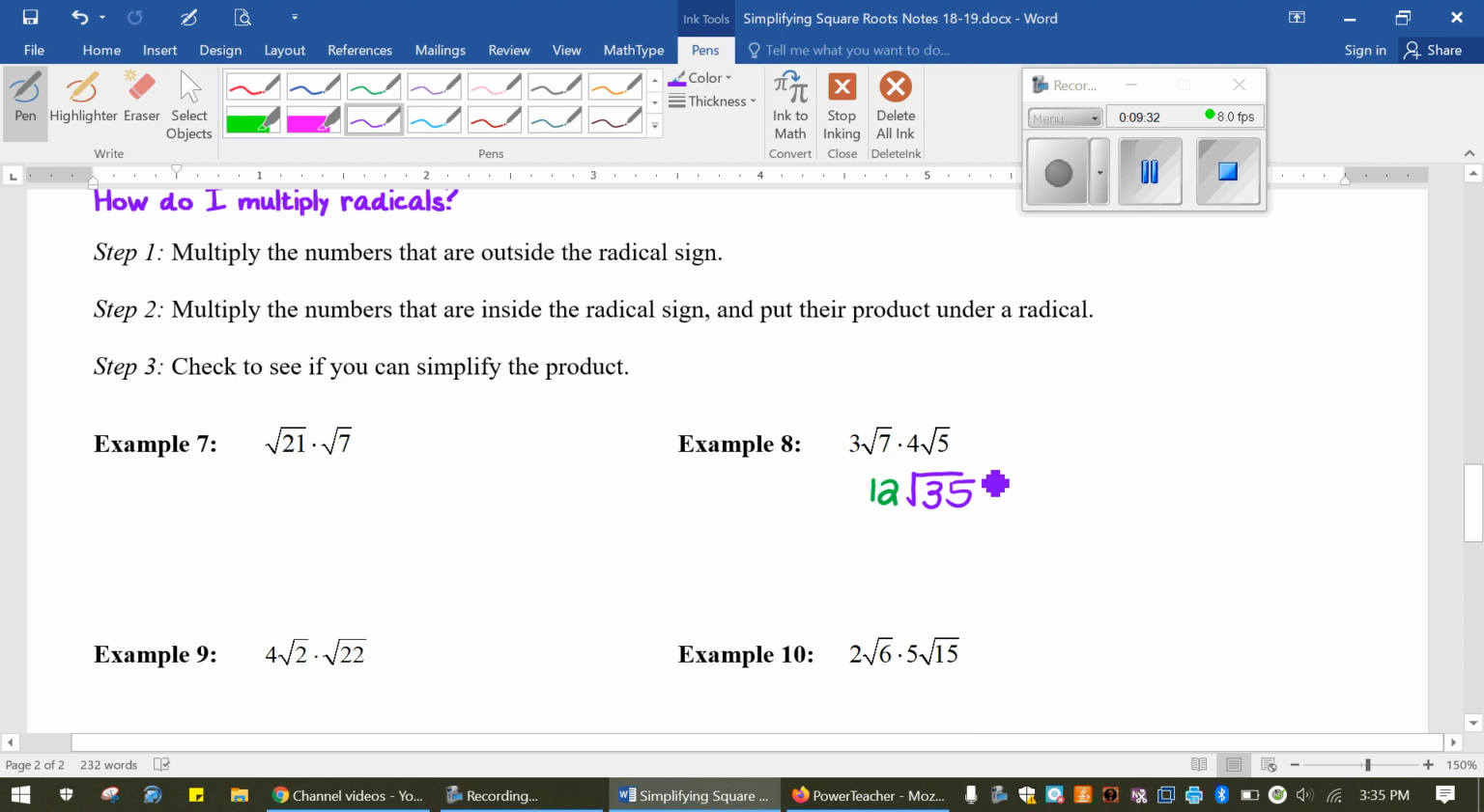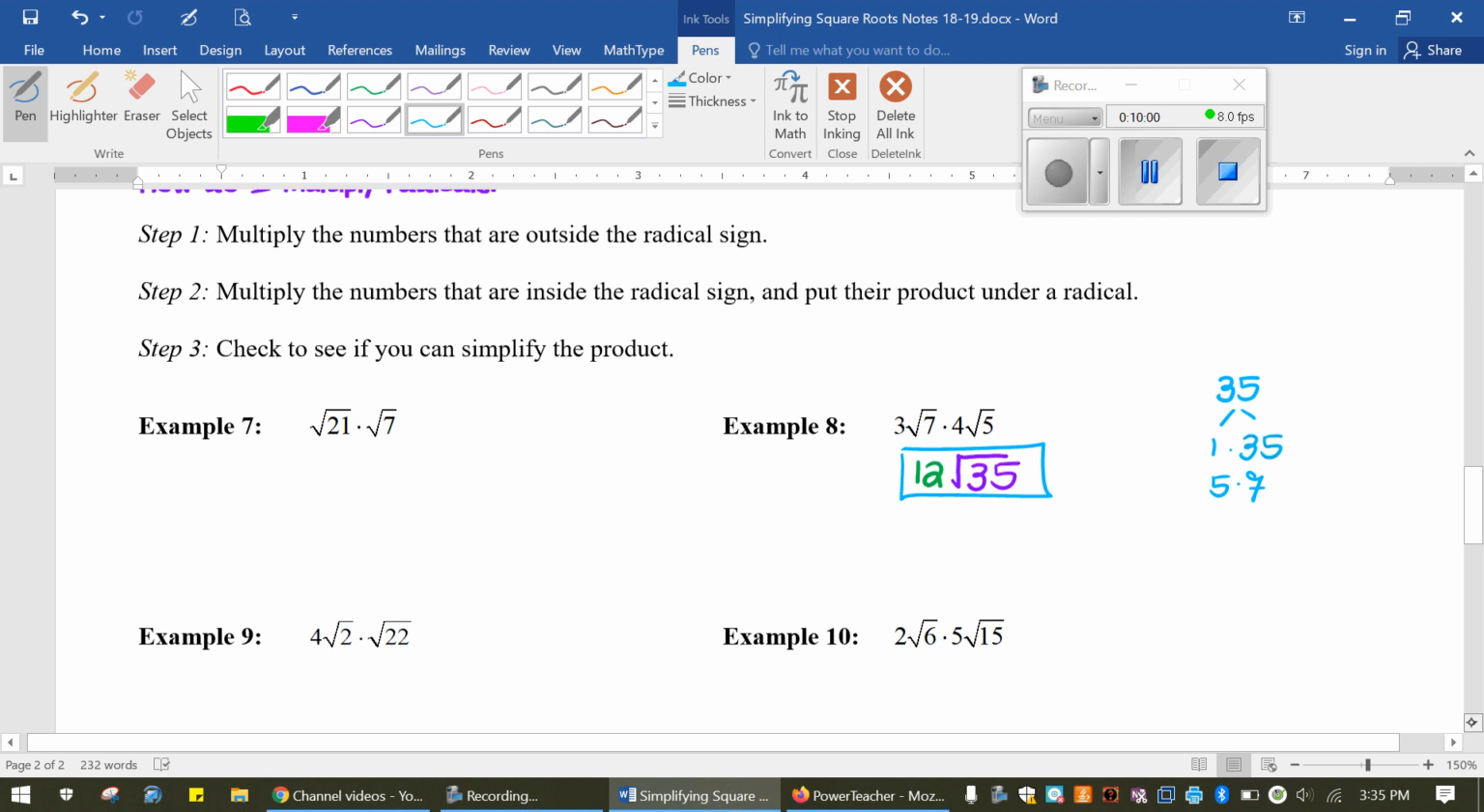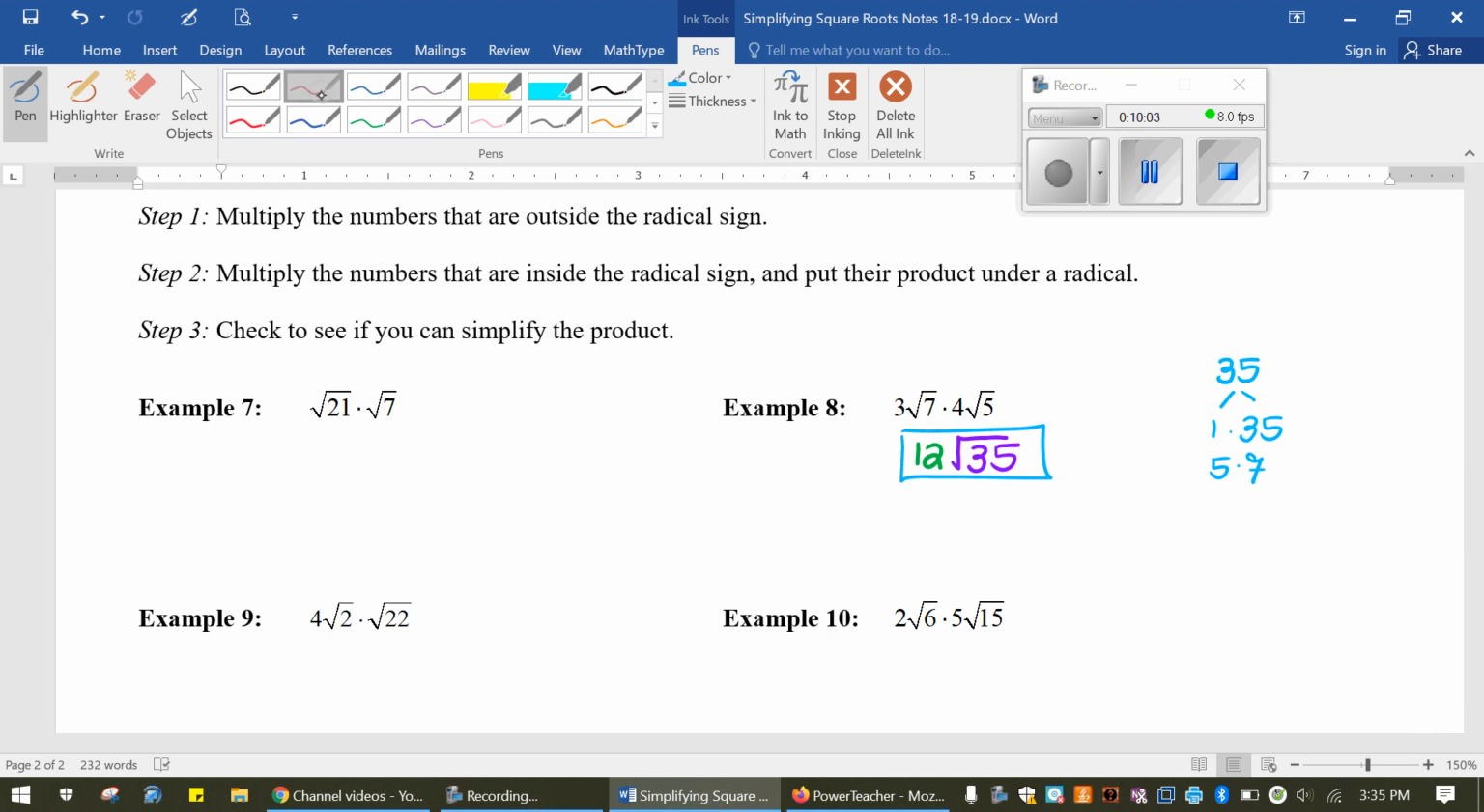Now, like we did on the front, we try to build a factor tree for the number underneath the radical, the radicand, to see if we could break that down further with any perfect square factors. But if we look at 35, our only factors are 1 and 35 and 5 and 7. So since none of those are perfect squares, this one's done. All right, let's go over to number 7. The numbers in front of the radical here are 1. So 1 times 1 is 1, so I'm not going to write that outside of my radical. And then I've got 21 times 7 is 147.